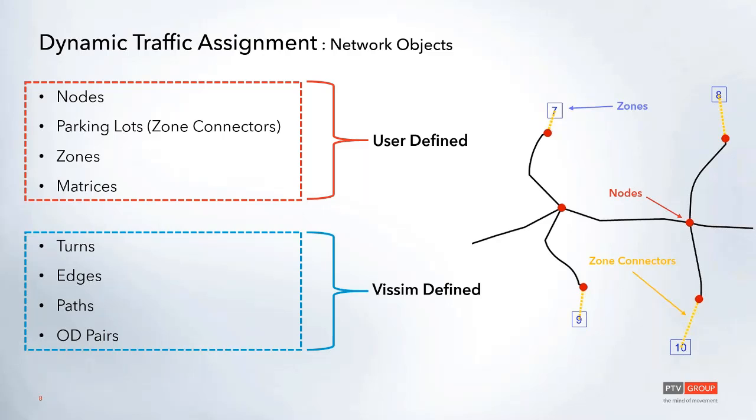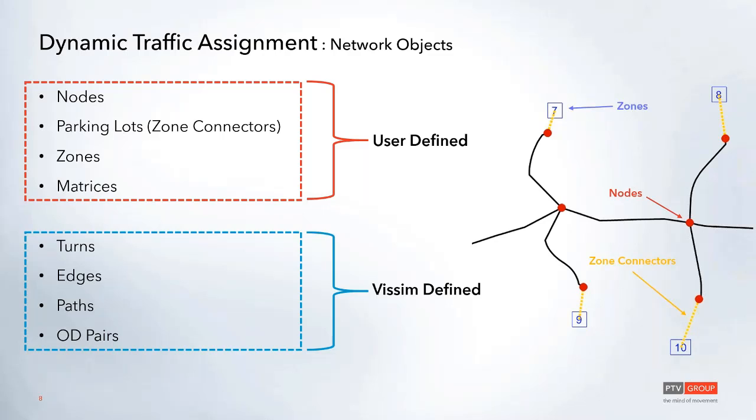One of the first elements will be adding in these nodes, which will be at any decision point, which will typically be any intersections or any merge or diverge locations, anywhere where vehicles need to make a decision. And then in order for the vehicles to actually get onto the network, we'll need to use the parking lot network object, which will act as a connector between the zones and the actual links. And then the zones themselves will be the main origins and destinations for the trips to get generated. And all of that demand will be contained within origin destination matrices.